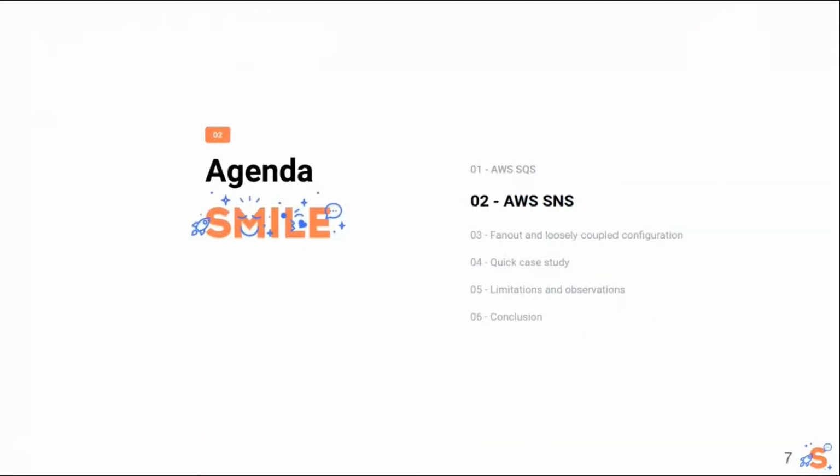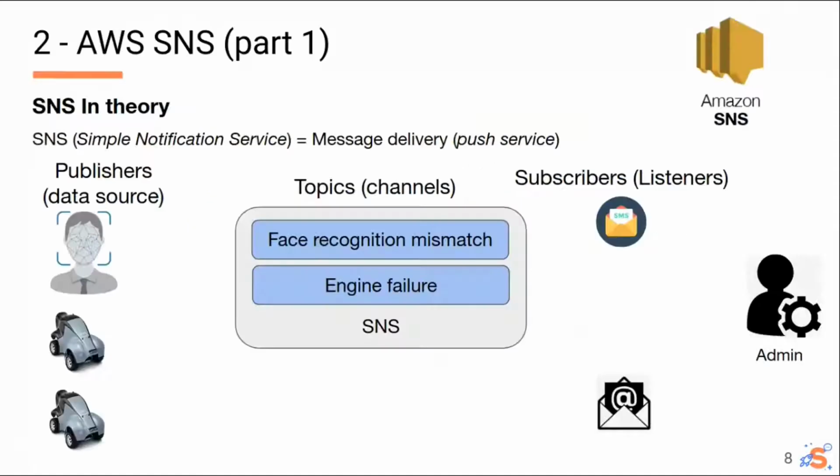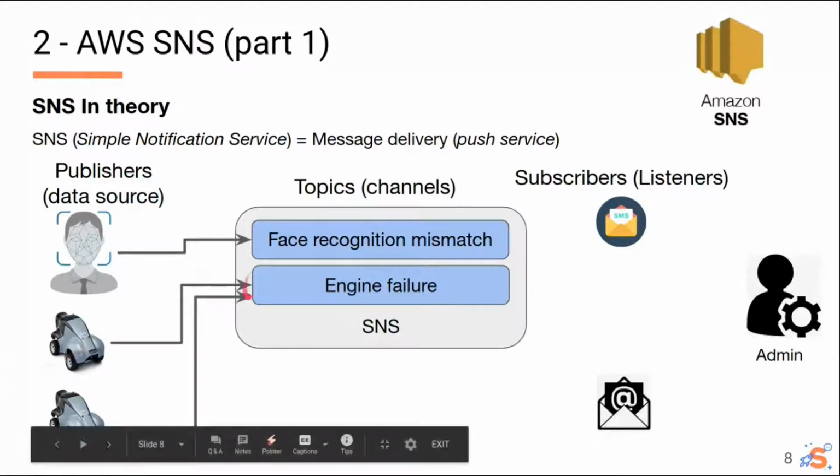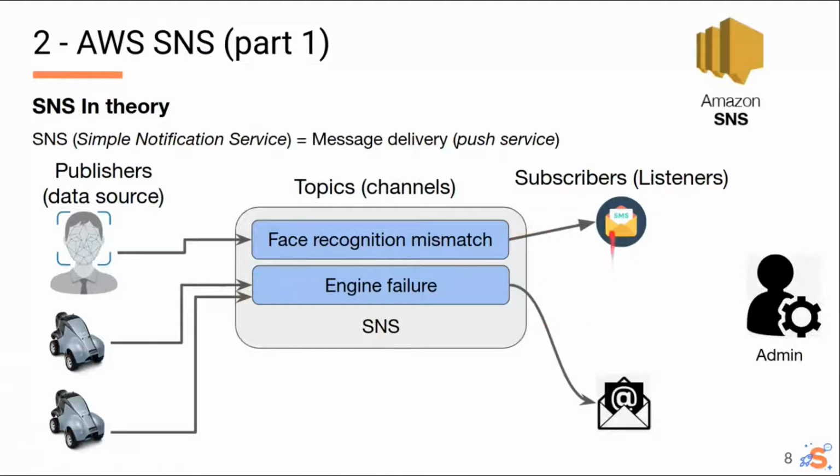Let's go to the second part, SNS. Well, if you are familiar with MQTT, then SNS is exactly the same. SNS works on the principle of publishers and subscribers. Publishers are the data generators. They generate data and send it to something called topics. Topics are channels used to group similar data. Once a message has been published to a particular topic, it will be relayed instantaneously to all the subscribers that are listening for that topic. It's instantaneous, yes, it's really fast.